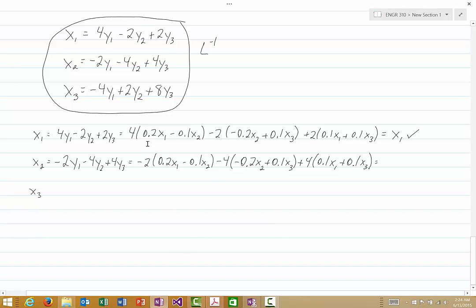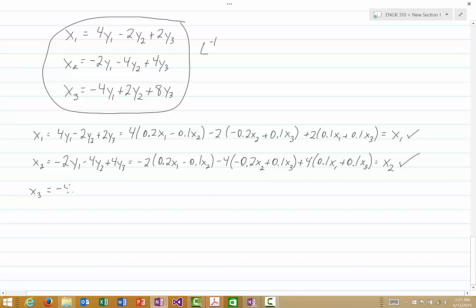Okay, we get a minus 0.4x1 here and a plus 0.4x1 there, so no x1 terms on the right. What about x2? Well, here we get a negative 2 times negative 0.1, so a 0.2x2 plus a 0.8x2, so we get x2. And there's no x3 term here, but here we get a minus 0.4x3 plus 0.4x3, so no x3 term, and so we just get x2 on the right, and that matches what we expect. And now finally, this is looking good so far. Let's check the last one.